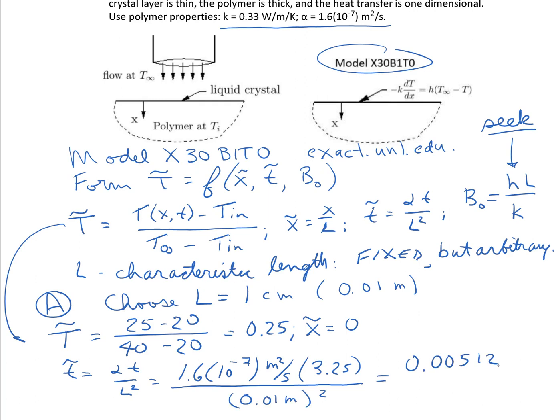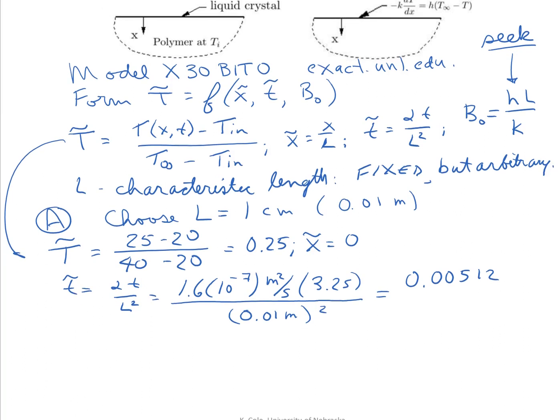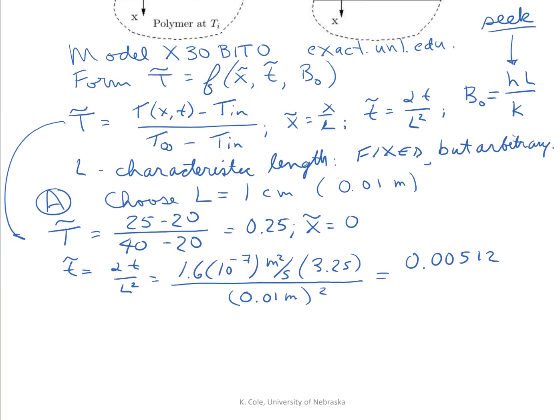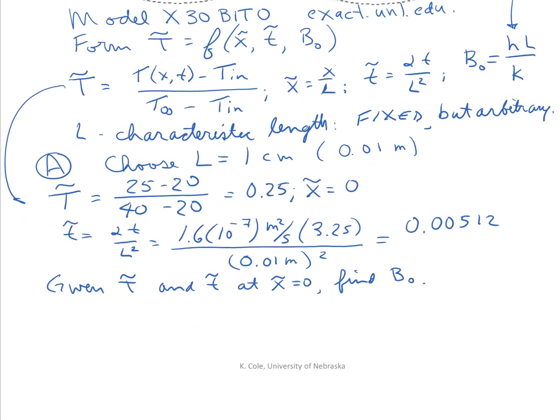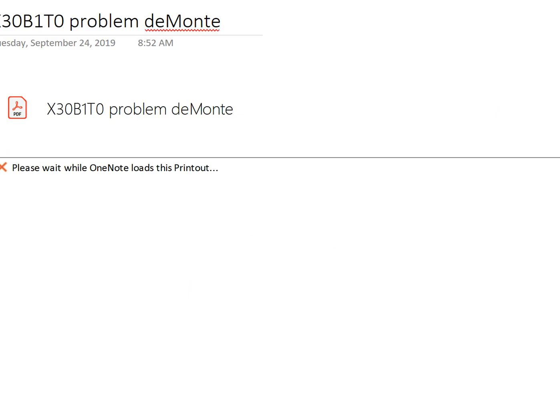Now, the plot I showed you was for a particular Bi number. We're looking for the Bi number. So given the dimensionless time and dimensionless temperature, and it's going to be at x equals 0, I need to find the Bi number. And the plot is not helpful. Let's look at the solution and find a formula for that.